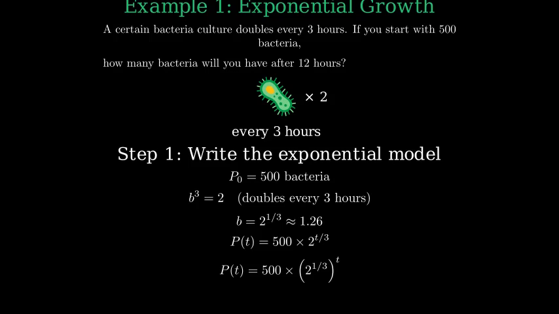Step 2. Compute p of 12. Now we can substitute t equals 12 hours into our model. P of 12 equals 500 times 2 to the power of 12 over 3. This simplifies to 500 times 2 to the power of 4, which equals 500 times 16. So after 12 hours, we'll have 8,000 bacteria.